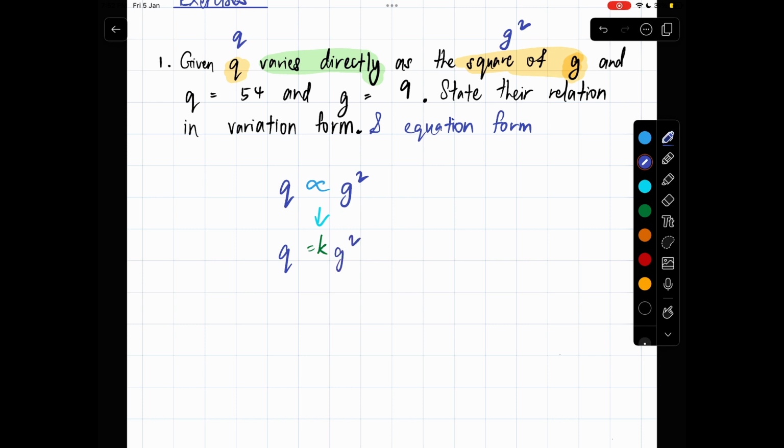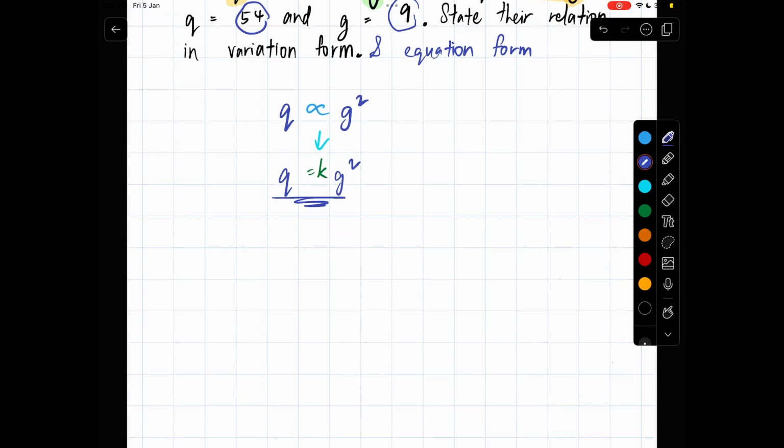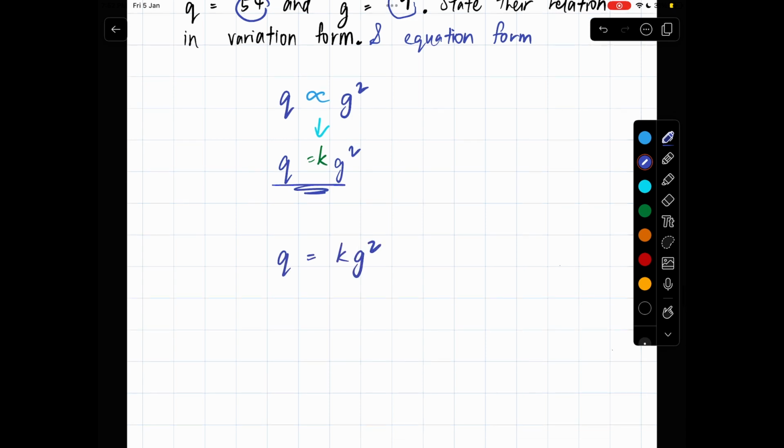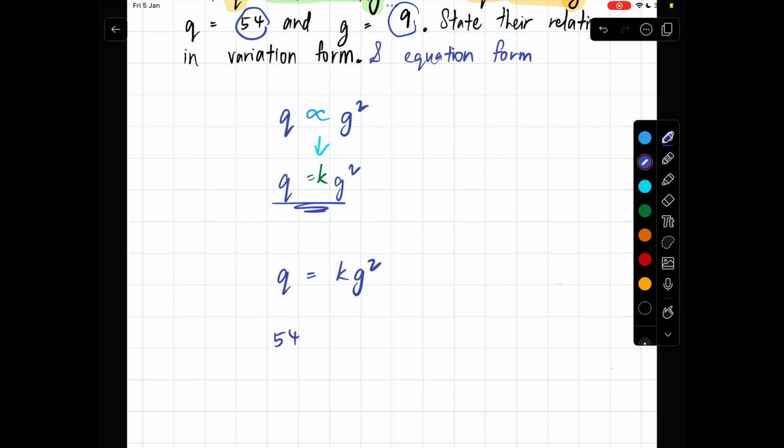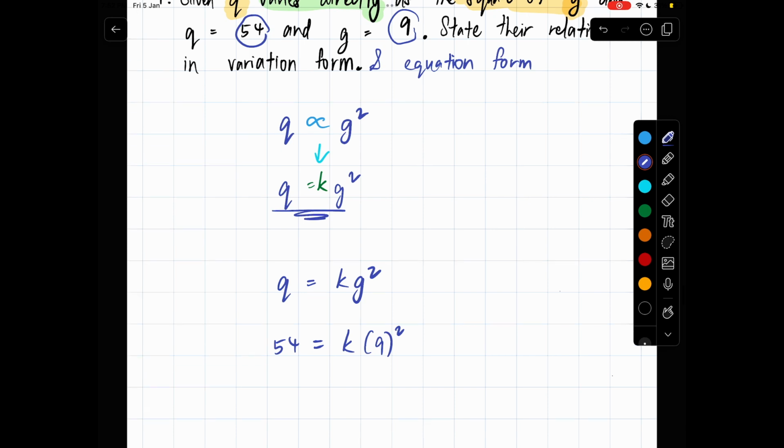So here, you can't leave this as an answer because they have given you the values for Q and G. Since you have the values, why not just substitute them? So you will get Q equals to K G squared, just rewriting the question. And then Q is given 54 and G is 9. Remember to add in the square for 9. This is where you have to be alert about the operators that are attached to the unknowns, because they will play a big role when it comes to calculations.